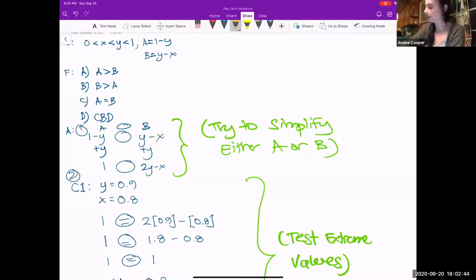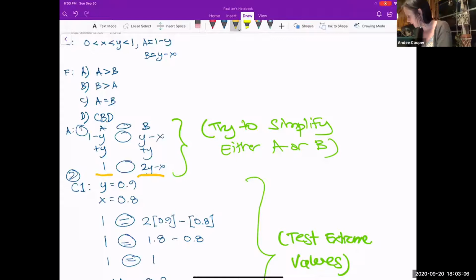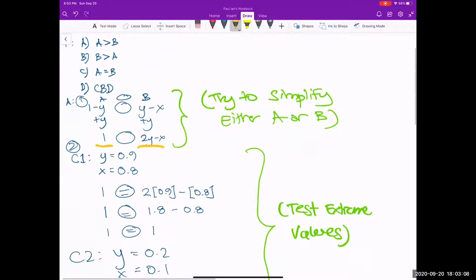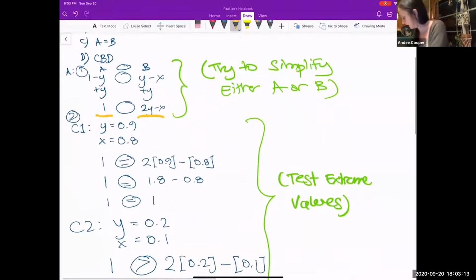I think what I would normally do is try to simplify it. So 1 minus y is going to be something to y minus x. So maybe I would add y to both sides. So 1 is going to be something to 2y minus x. Yeah, that's what I would do. So I get that far. I'm not even looking at your work yet.